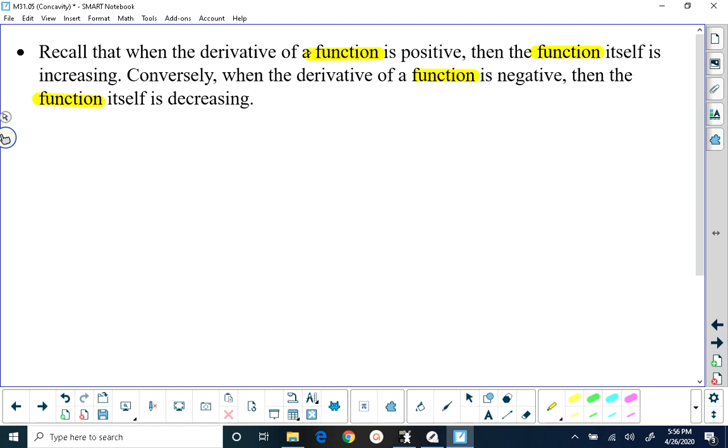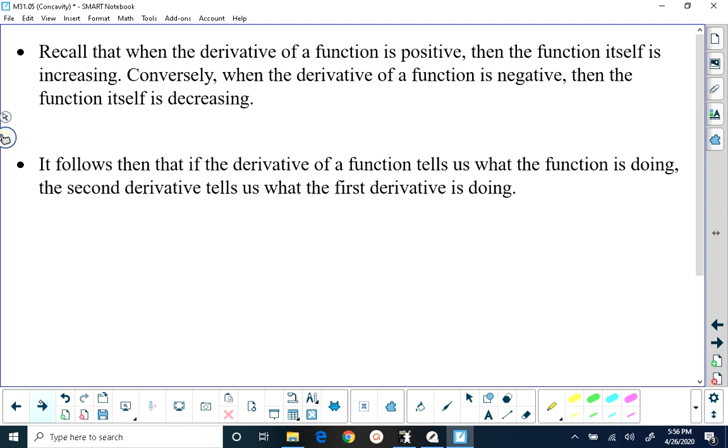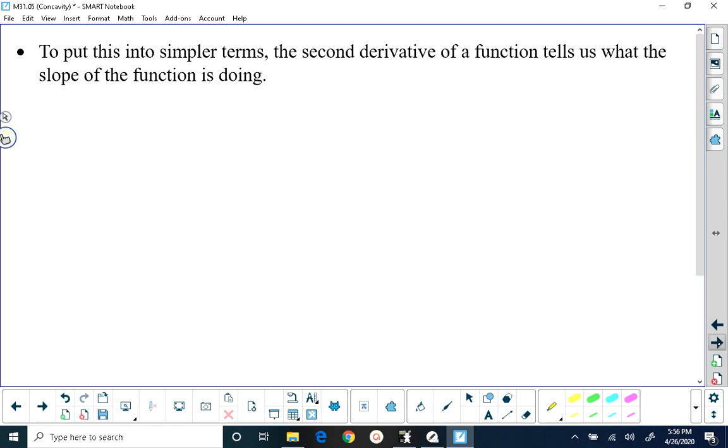So why is that useful? Well, we want to talk about the second derivative and what the second derivative being positive means, or what the second derivative being negative means. Well, the second derivative is the derivative of the first derivative. So the second derivative is telling us what is happening to the first derivative. Now keep in mind the first derivative is slope. So the second derivative is telling us what is happening to the slope of the function, because the second derivative is the derivative of the slope.